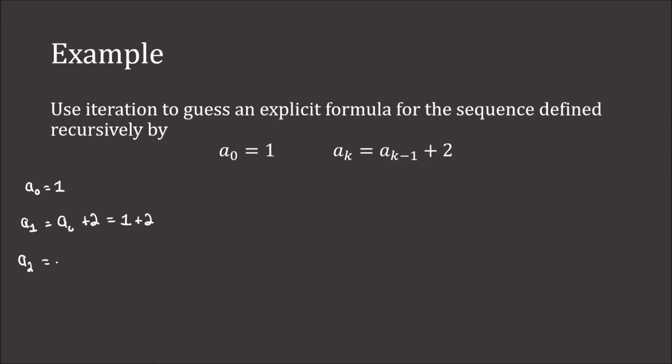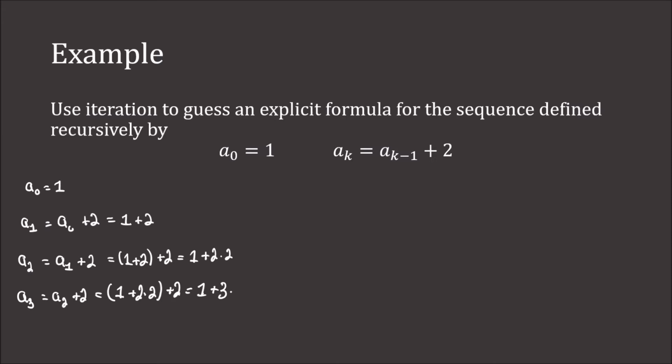Then a2 is a1 plus 2, so this will give us 1 plus 2, then plus 2, so it's 1 plus 2 times 2. A sub 3 is a sub 2 plus 2, so we get 1 plus 2 times 2 plus 2, so this is 1 plus 3 times 2. Right, and we can keep going, but a pattern has now been established.